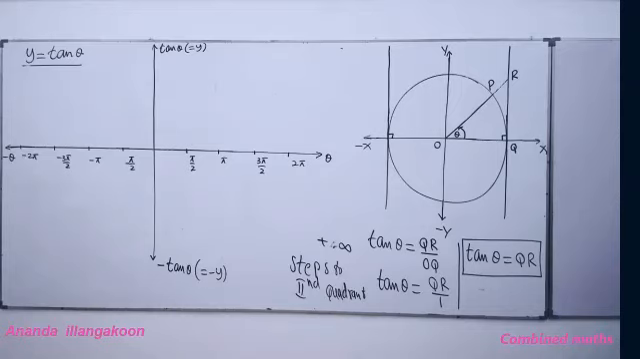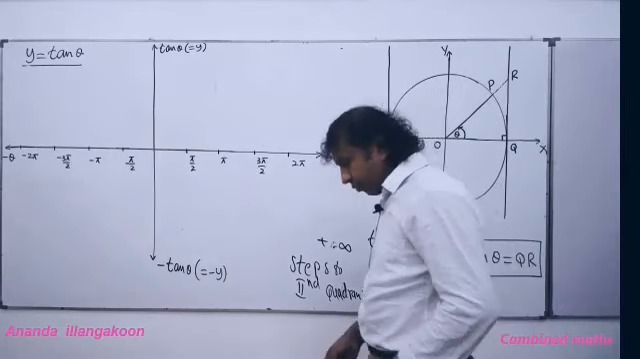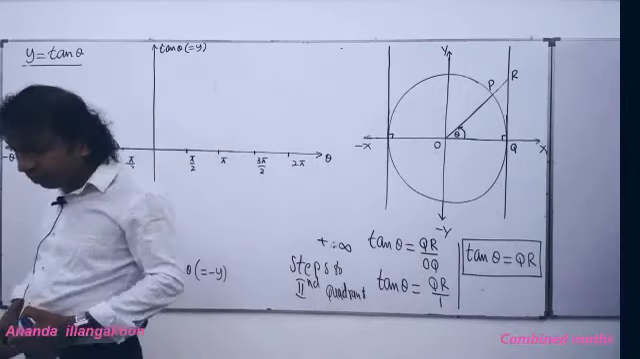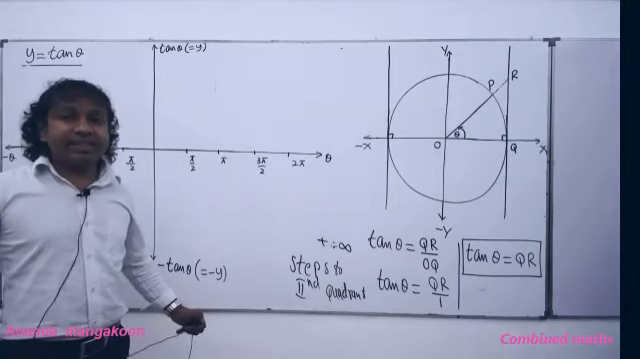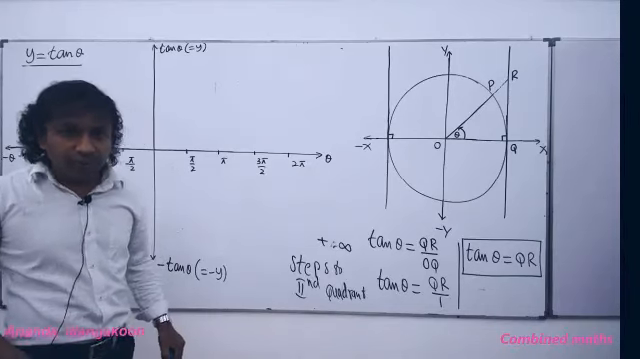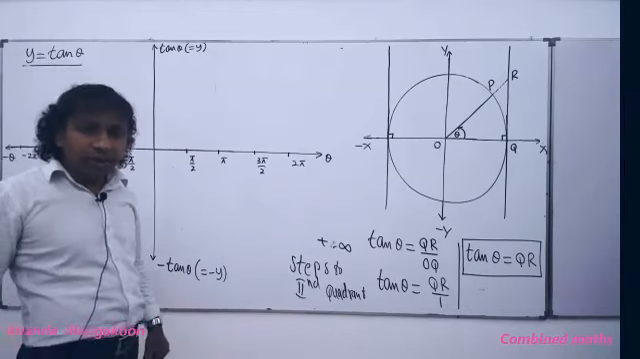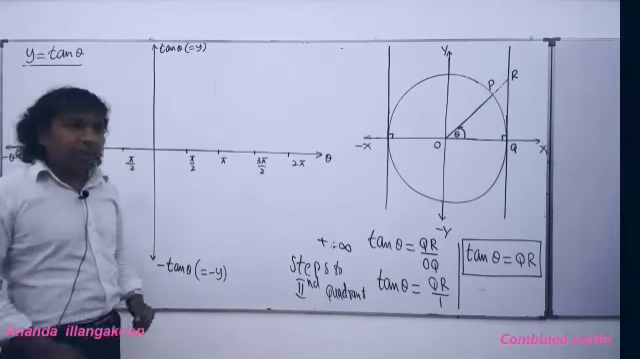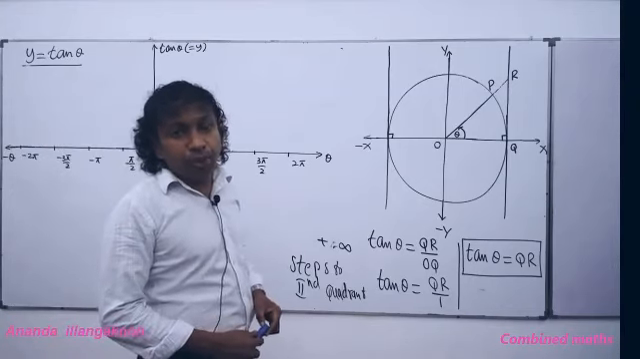Write down again, people. In the fourth quadrant, QR starts from negative infinity and increases up to zero.